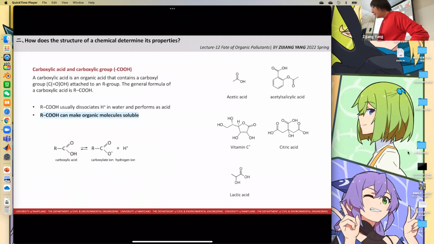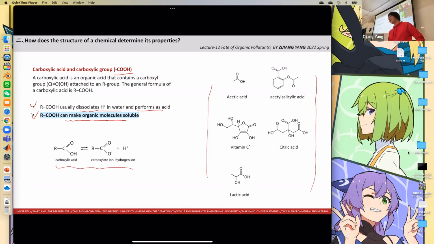Another one is the carboxyl group, which is -COOH. So there are some properties. A carboxyl group usually dissociates H+ in water, so it can perform as an acid. And again, the most important point is this: the carboxyl group can make organic molecules soluble, and it can dissociate H+ like here. And on the right side, there are some common organic acids.